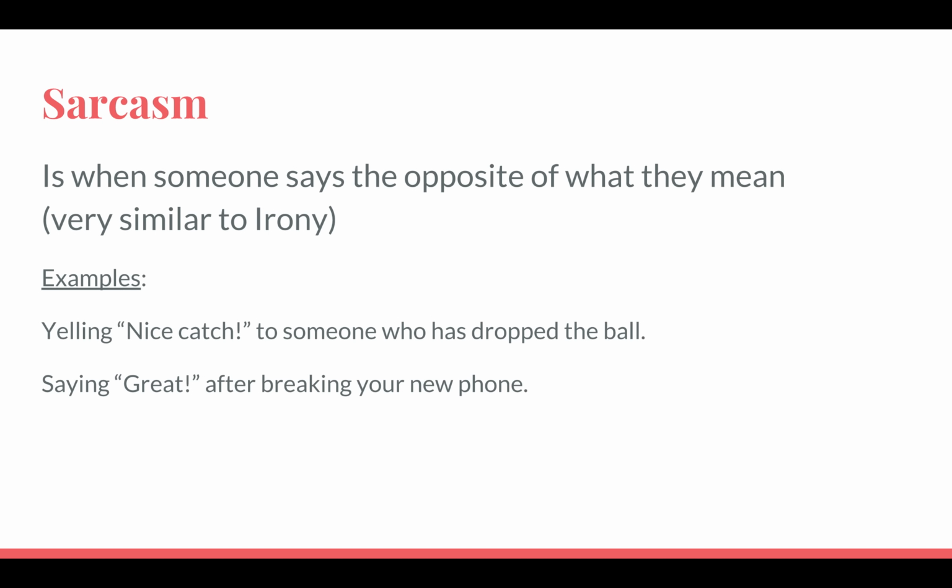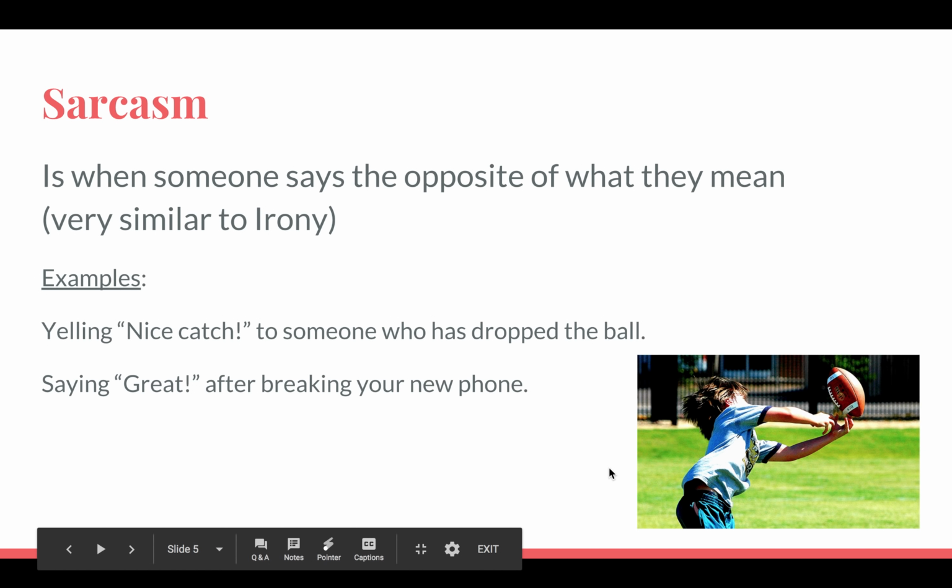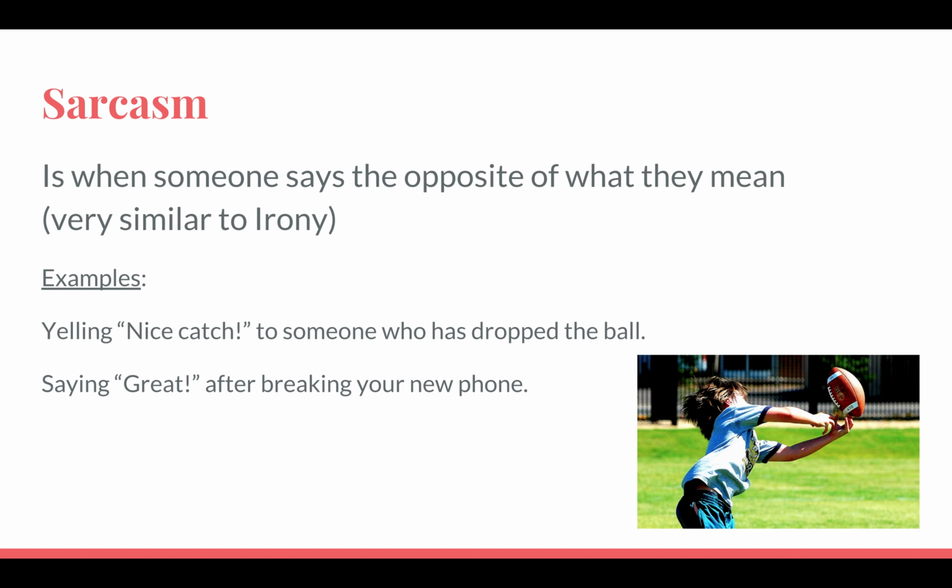Sarcasm. Sarcasm is very similar to irony, but it's more specifically about things that are said or how things are said. So it's when someone says the opposite of what they mean. If you're playing a game of football and you yell nice catch to someone who drops the ball or misses the pass, then you're using sarcasm because you don't actually mean nice catch. You mean bad catch because they didn't catch it. So you're saying the opposite of what you mean.